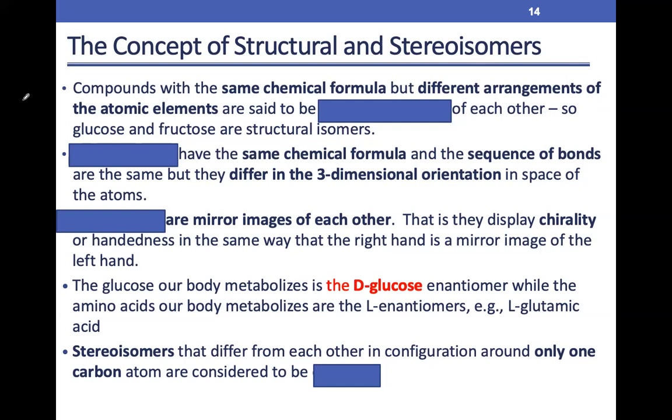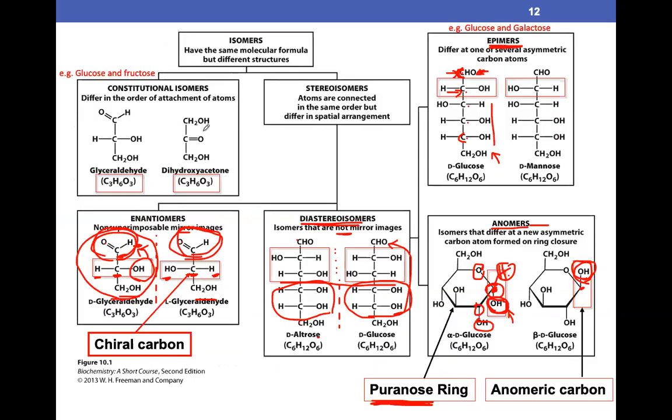Okay, so for the first one, if they have the same chemical formula but different arrangements, I'm not talking about spatial arrangements, I'm saying covalent bonds, different structures, same chemical formula but different structures. What kind of isomers are they? What's the name of that kind of isomer? Constitutional? Yeah, it's constitutional. It's not stereoisomers. Oh my gosh. Remember, stereoisomers are different in spatial arrangement, but that's not what I was asking. I was asking which ones are different in order of their attachments, in order of their covalent bonds. And those are constitutional isomers.